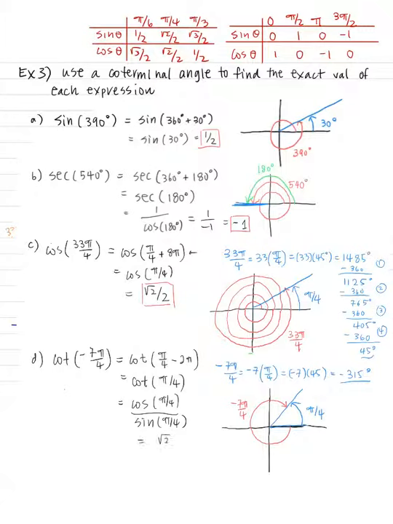Okay, so which is root 2 over 2 over root 2 over 2. So our answer is 1. If I had sine of, let's look at example A, sine of 390 was what? Sine of 360 plus 30. So our 30 is the theta, and 2 pi times 1 would be that 360 part.